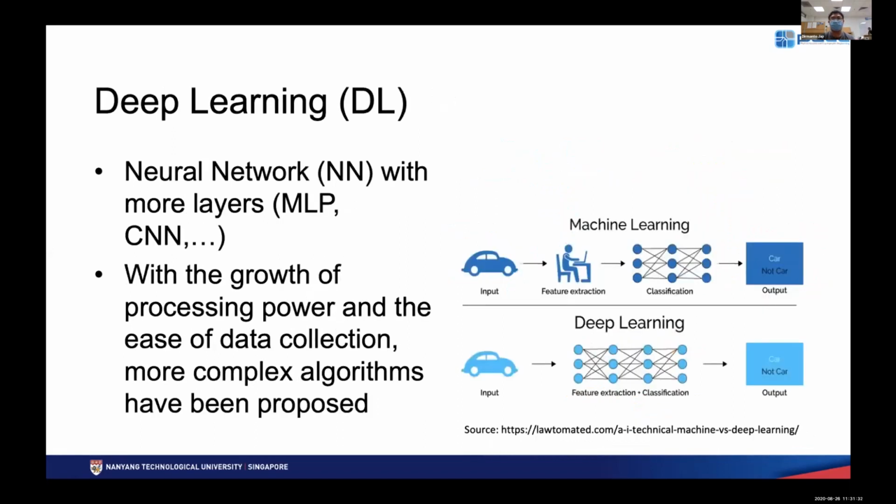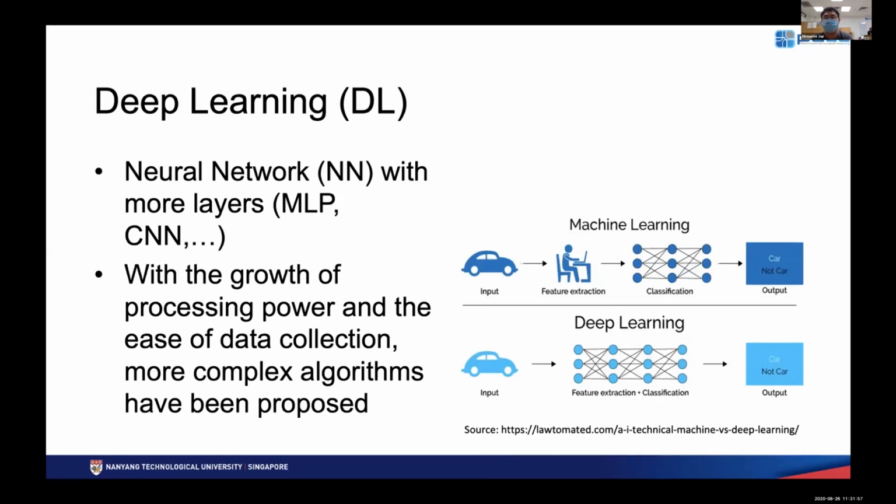What we are now focusing more on is deep learning. Most of our attacks will be conducted on deep learning. Deep learning is basically a glorified neural network, just a neural network with more layers. Some examples are multi-layer perceptrons, convolution neural networks, and so on.